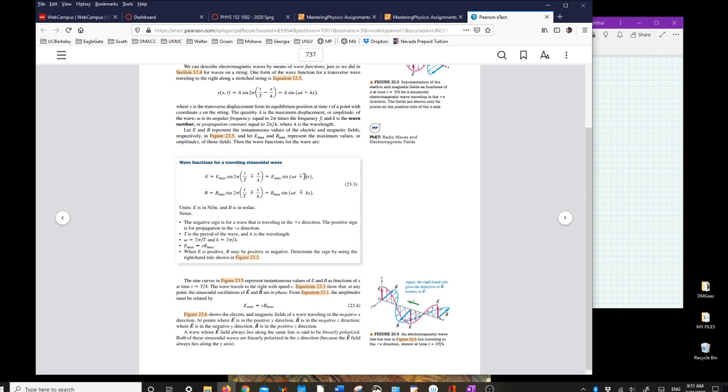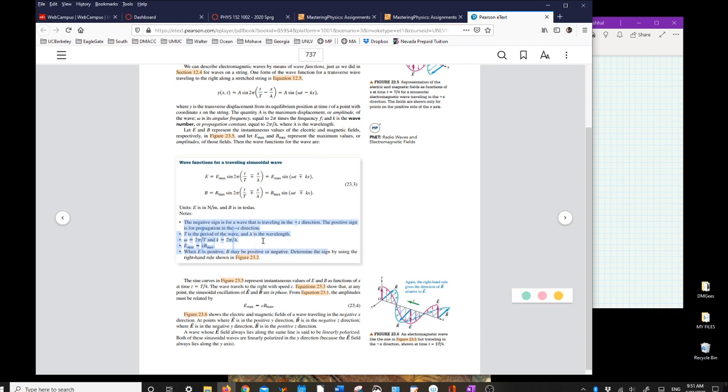The plus or minus here indicates that the wave is either moving to the right or to the left. If it's moving to the left, it's plus. If it's moving to the right, it's minus. Okay. And how do you find omega? It's right here.